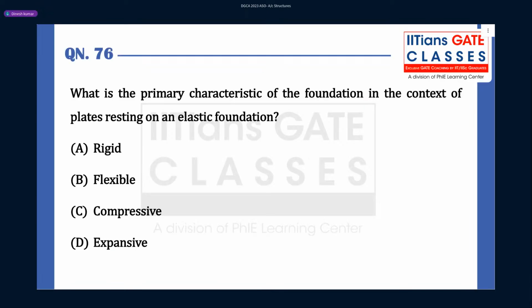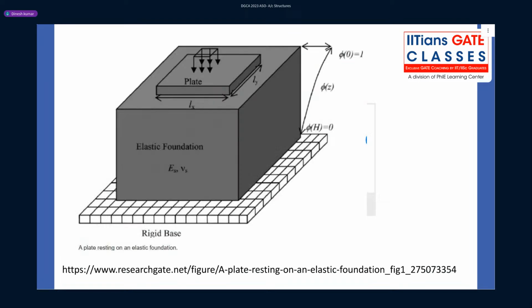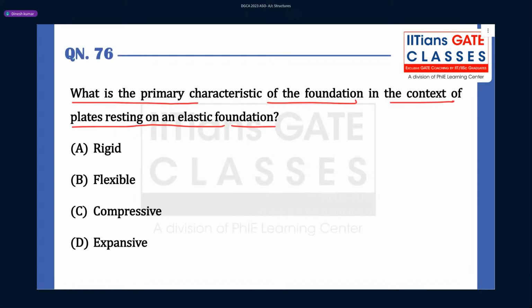If you see the next question, this is the first question from theory of plate. What it says: what is the primary characteristic of the foundation in the context of plates resting on an elastic foundation? So if you see, this is how the idealization is done when there is a plate where the loading is sitting on an elastic foundation, so the base will be a rigid base. So this is how the approximation is done for this problem, and you can see this is the reference. So rigid is the answer, a rigid base will be there when elastic foundations are used.